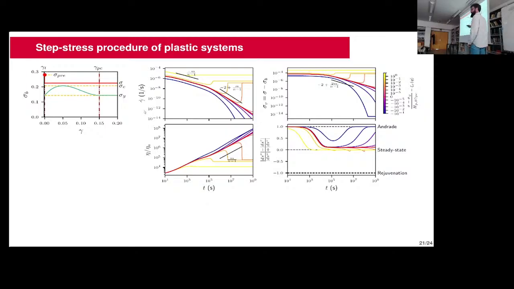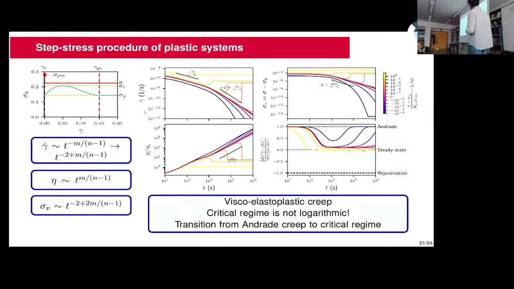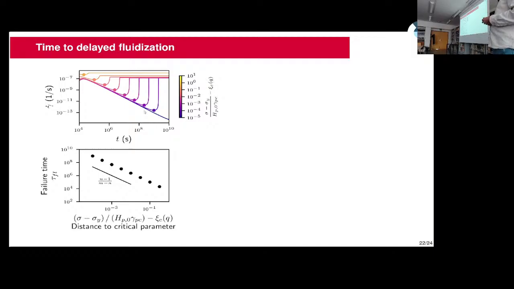So a lot of exponents. I'll come back to a comparison with the experiments after to show you that they are actually observed in experiments and relevant. So here we have a transition from viscosity-dominated to visco-elastoplastic creep. The other quantity that is important is the time to delayed fluidization. And we can actually measure it in our simulations. Basically, that's the point of inflection from the cases with stress that is higher than the yield stress. And we find another scaling with yet another value of the scaling parameters.